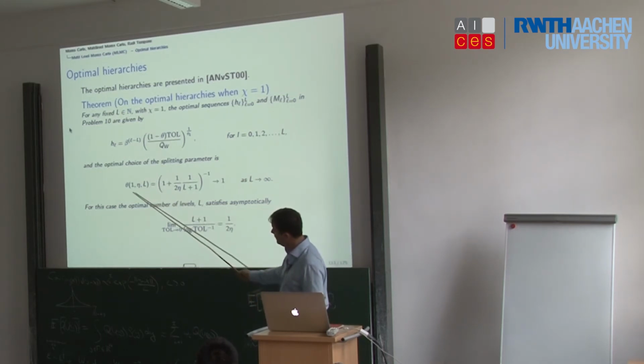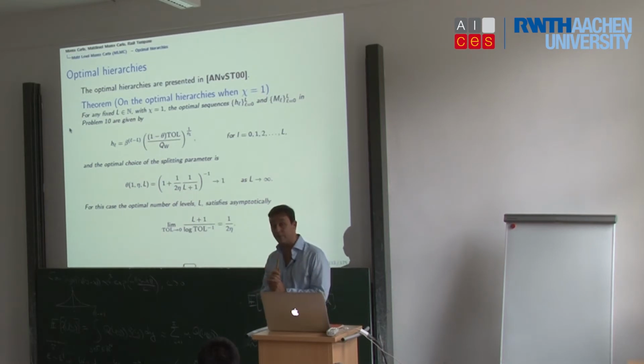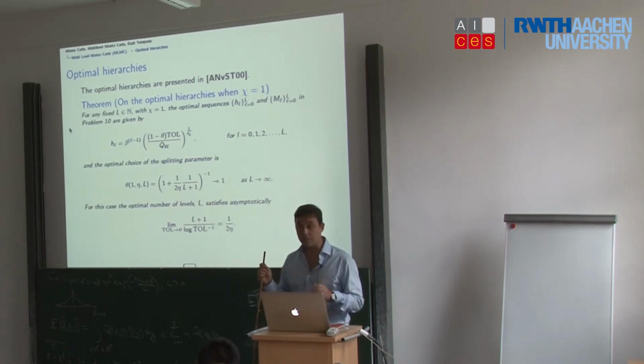And this theta that was splitting between the statistical error and the bias error is not trivial. Namely, as the tolerance that you prescribe goes to 0, this theta goes to 1. Essentially, most of the budget of the error goes to deal with the statistical error, and only a very tiny fraction is left for the bias. Okay? That's not what you would expect at the beginning, but it's really what you have to do.